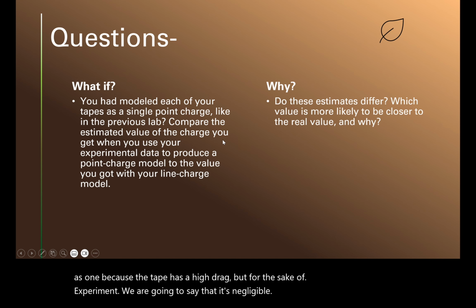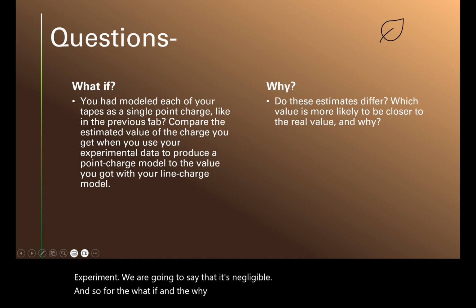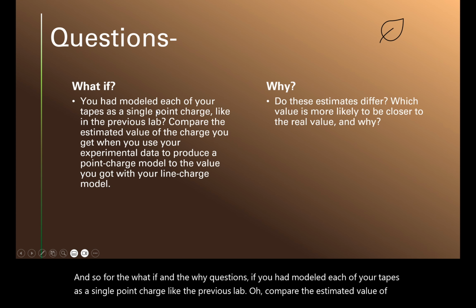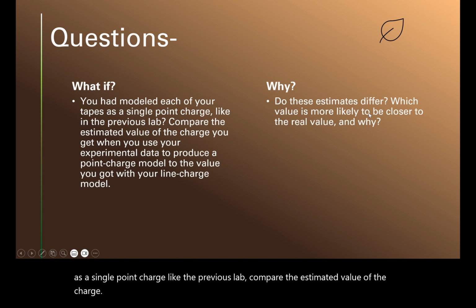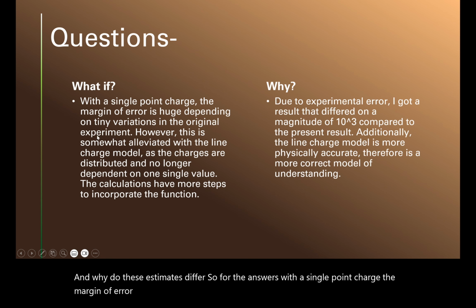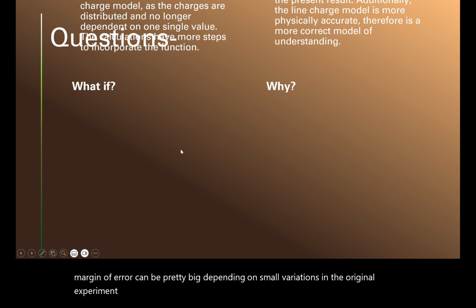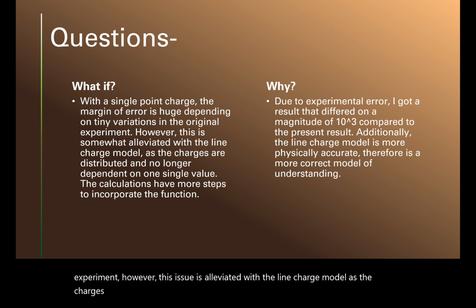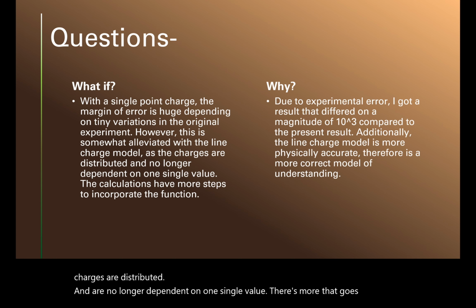And so, for the what-if and the why questions: if you had modeled each of your tapes as a single point charge like in the previous lab, compare the estimated value of the charge, and why do these estimates differ? So for the answers, with a single point charge, the margin of error can be pretty big depending on small variations in the original experiment. However, this issue is alleviated with the line charge model, as the charges are distributed and are no longer dependent on one single value. There's more that goes into it.